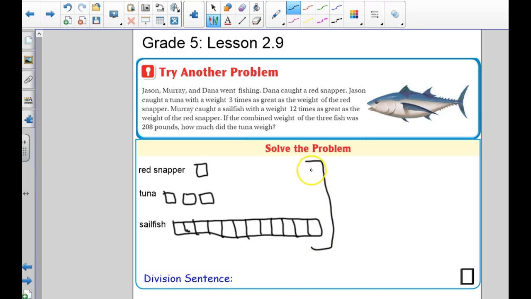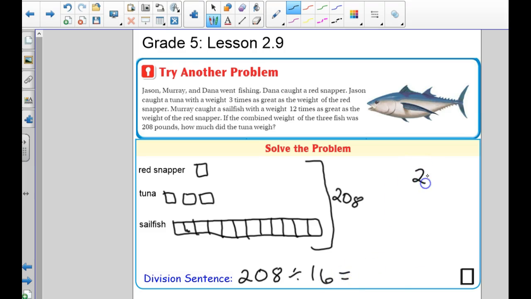Okay, so total, they all weigh 208 pounds. Again, I know that's going to be the dividend in my division sentence. Now what is the divisor? Like I said before, you're going to add up all of the boxes that are represented in this diagram. So we have 12 boxes for the sailfish, we have 3 boxes for the tuna, and 1 for the red snapper. So that's a total of 16 boxes.